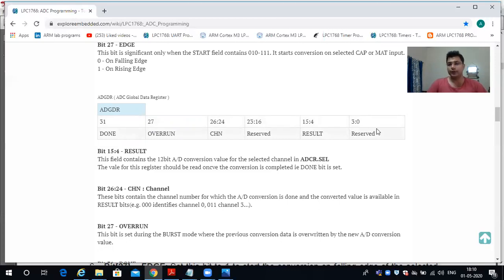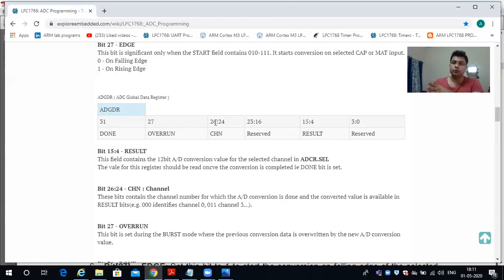As I have already disclosed, we are using a 12-bit successive approximation method for converting our analog signal to a digital signal. So the digital signal would be of 12-bit size. Those 12 bits we will write here in the global data register from the 4th position till the 15th bit position. Then 16th to 23rd are of no use. Because it's a global data register, it will hold the recently converted digital value.